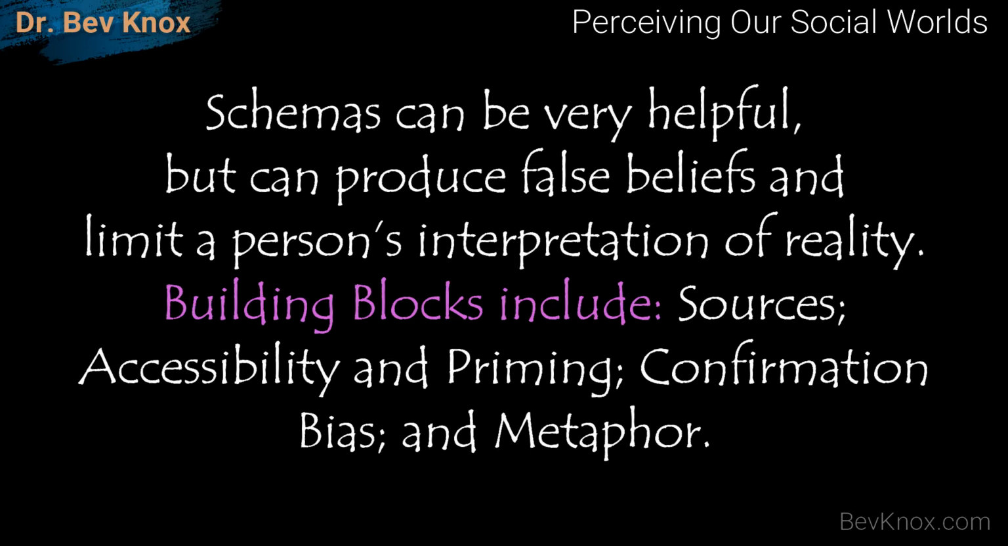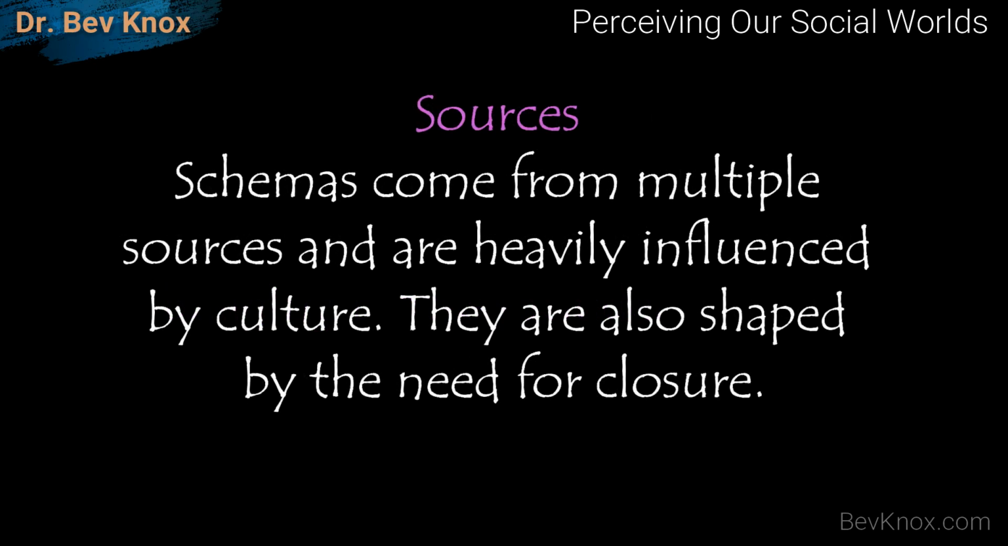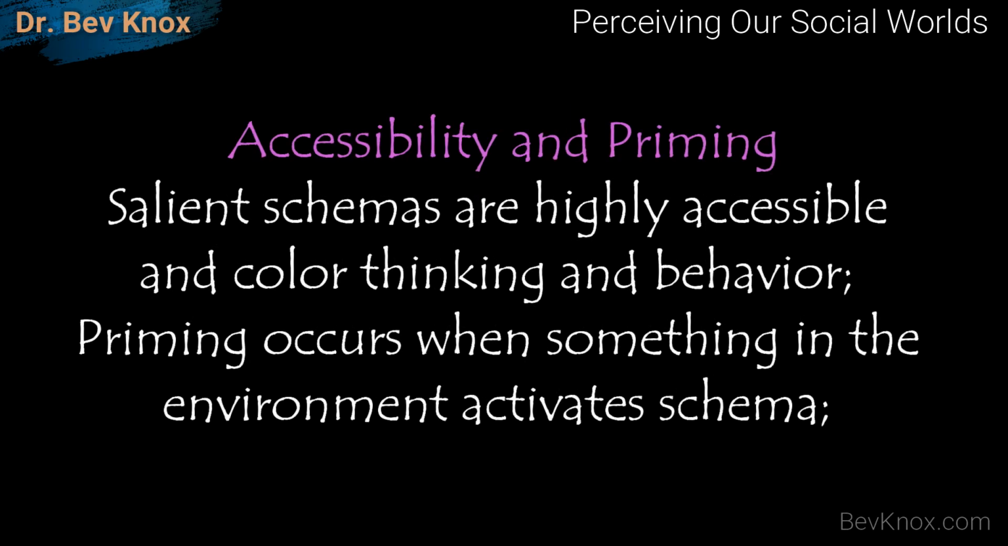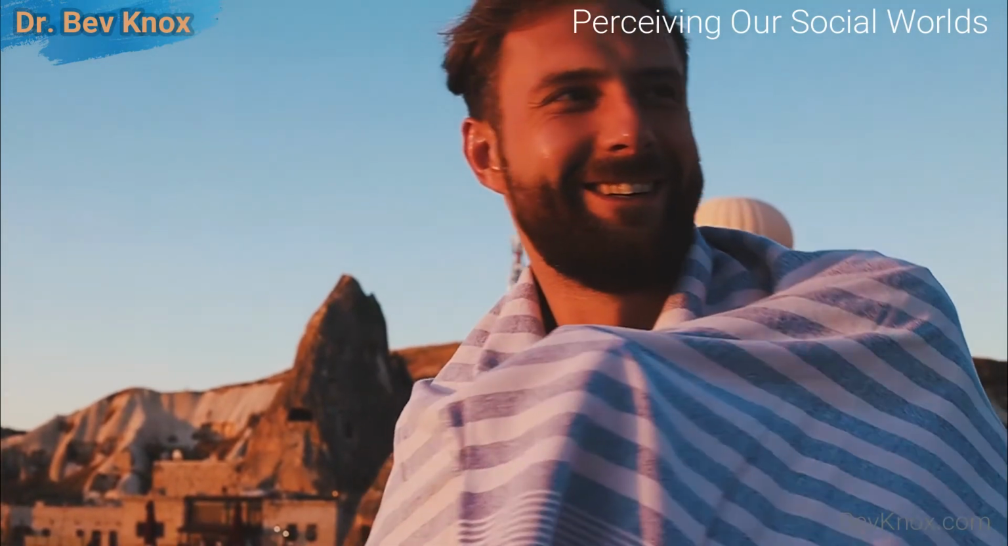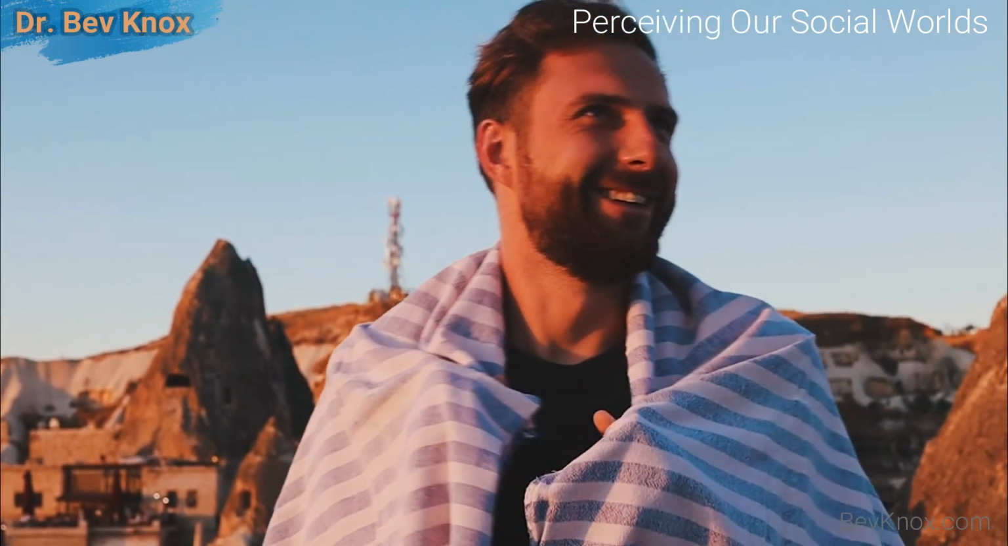of reality. Now, there are 4 things I am going to talk about: sources, accessibility and priming, confirmation bias, and metaphor. Sources: schemas come from multiple sources and are heavily influenced by culture. They are also shaped by the need for closure. In accessibility and priming, salient schemas are highly accessible and color thinking and behavior. Priming occurs when something in the environment activates the schema. When primed, schemas can influence the impressions we form of other people and might sometimes influence our behavior.